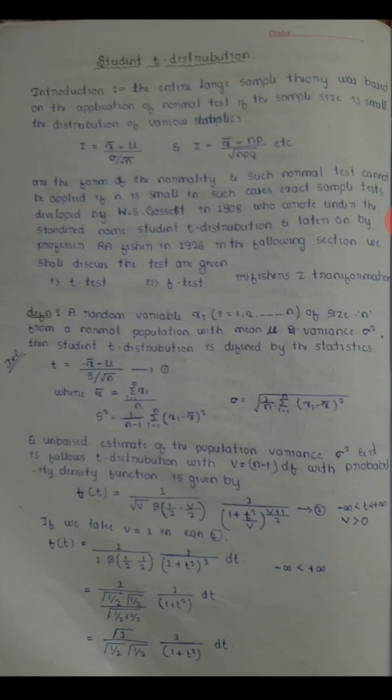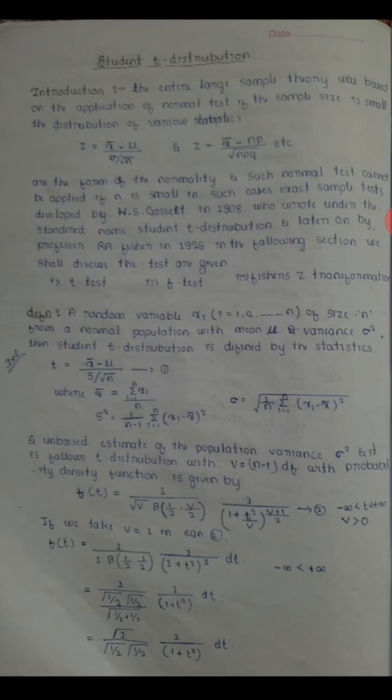In such cases, exact sample tests were developed by W. S. Gosset in 1908, who wrote under the pen name Student, hence the student t distribution, and later by Professor R. A. Fisher in 1926. In the following sections, we shall discuss the tests given below: 1. t test, F test, Fisher's Z transformation.